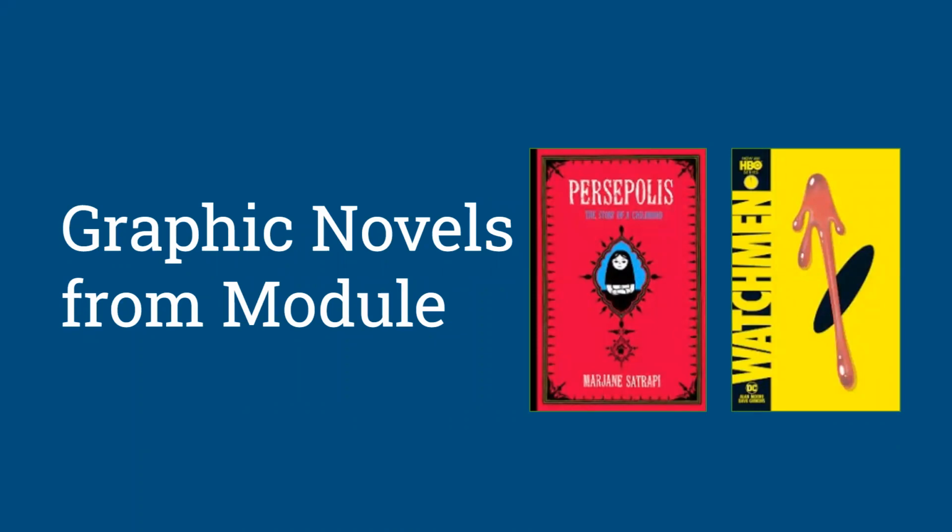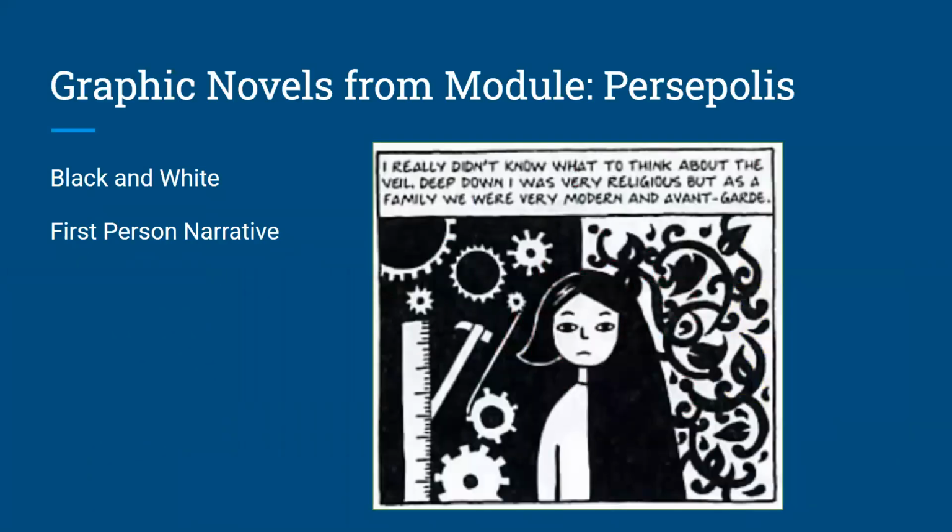While there are several choices in the modules concerning graphic novels, today in the lecture, we're just going to review two of those choices. Starting with the first, which is an autobiographical story depicting the author's childhood up to her early adult years in Iran and Austria during and after the Islamic Revolution. Much of this graphic novel, or I should say all of it, is in black and white. So there's that lack of color, and the narrative is first person.